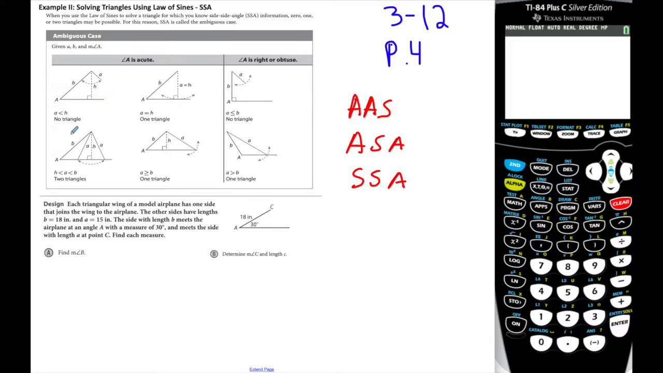So we have no triangle in this case, we have 1 possible triangle, and we have a case where there are 2 possible triangles. What this means for you is that if I ask you to solve a triangle, there could be more than 1 answer, or there could be no answers at all, or there could be 1 possible answer, okay?